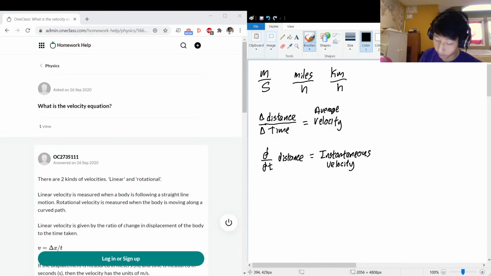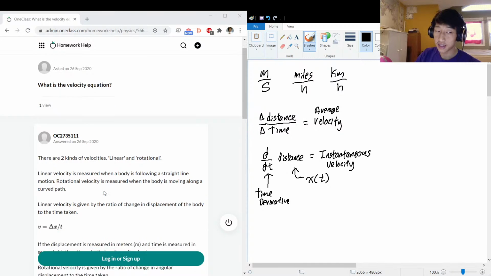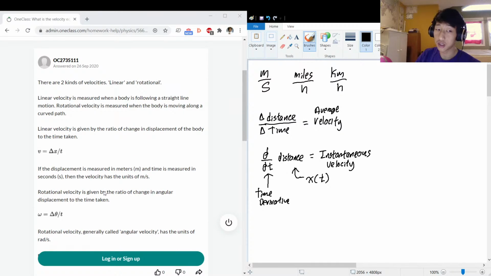Distance functions are typically represented as x of t, and this is the time derivative. Okay, so velocity, speed, is pretty much just trying to say how much distance you cover within a certain period of time. Now this is for linear velocity.